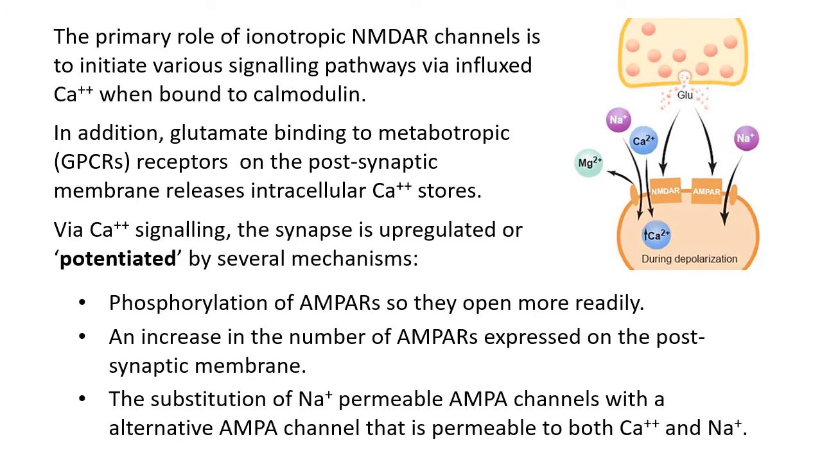Calcium signaling within the postsynaptic neuron results in changes to the AMPA receptors: phosphorylation, increased numbers, and AMPA channels that allow both sodium and calcium through. All three potentiate the action of the AMPA receptors and their response to glutamate, creating more and stronger EPSPs. These changes can start to occur within hours of a period of repeated synaptic activation by pain.